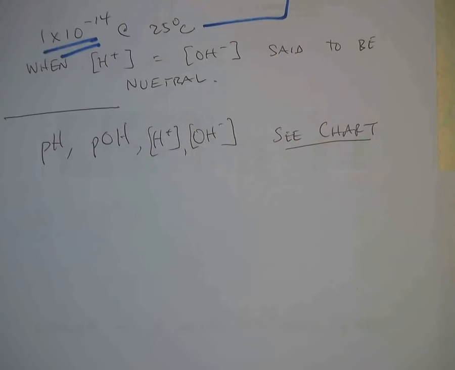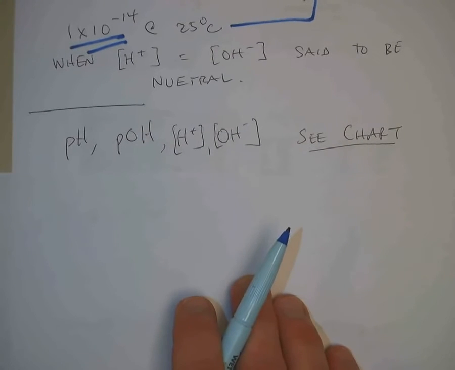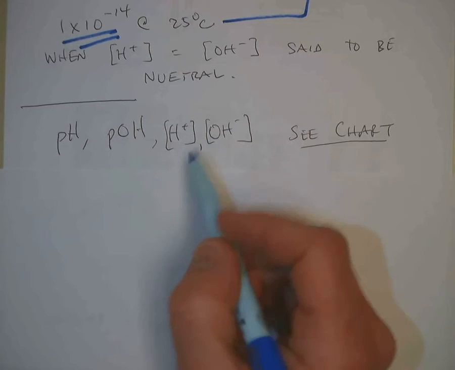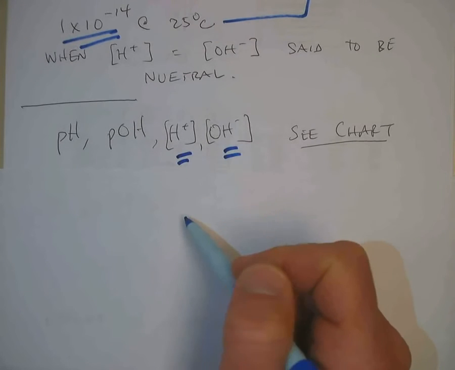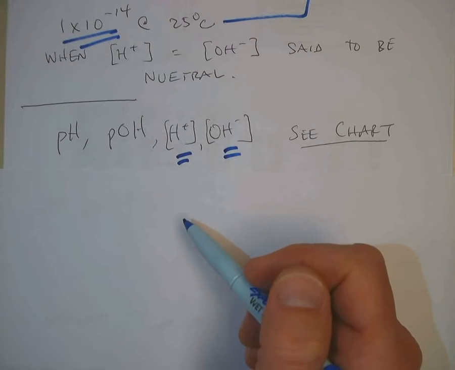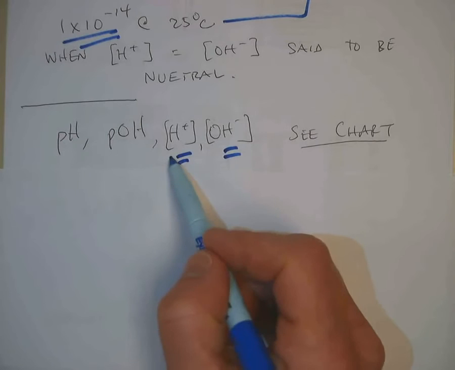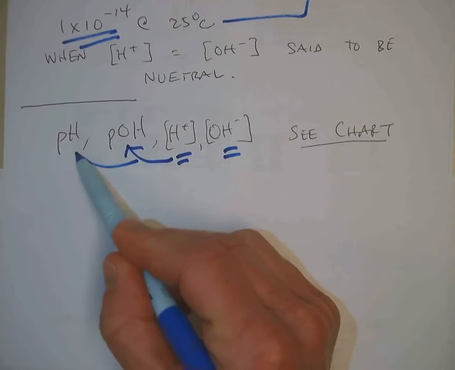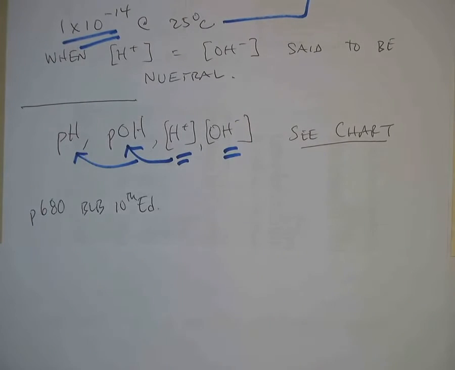Well, we want to be able to describe acids and bases in terms of their H plus and OH minus ion concentration. And instead of saying 4 times 10 to the negative 5th or something all the time, scientists have developed these P scales, the pH and the POH scale.